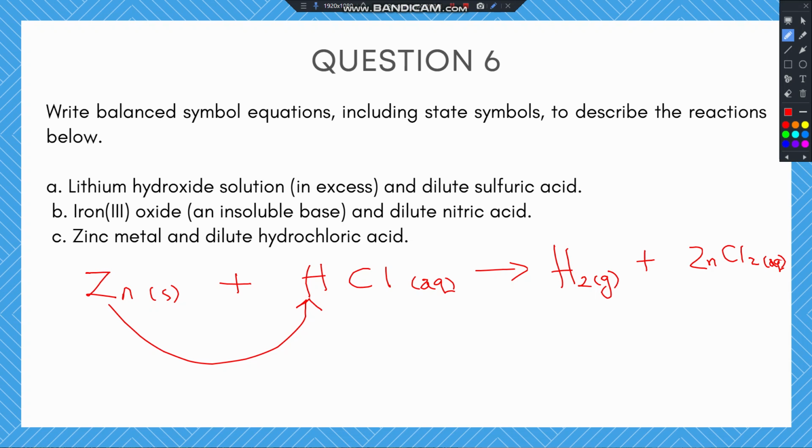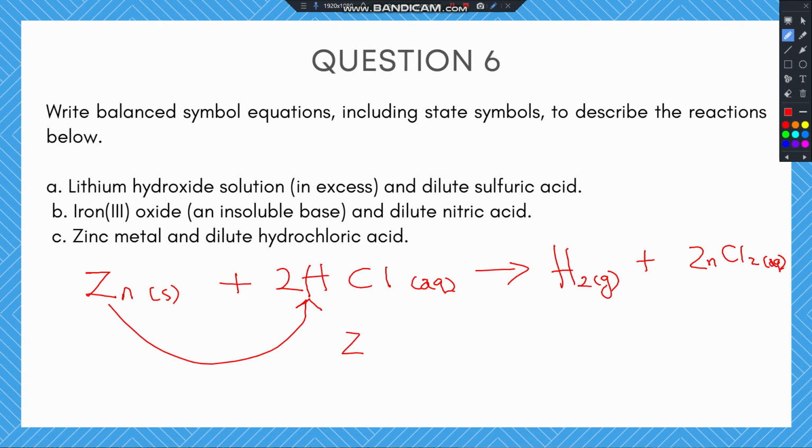Now let's balance this chemical equation. On the left hand side, zinc is just one atom. On the right, zinc is also one atom. So zinc is cool. For hydrogen, on the left hand side, we have 1 atom here and 2 atoms over here. So let's balance hydrogen by adding a coefficient of 2. And then for chlorine, we now have 2 atoms because of this coefficient of 2. And on the right hand side we also have 2 atoms. So this equation is fully balanced.